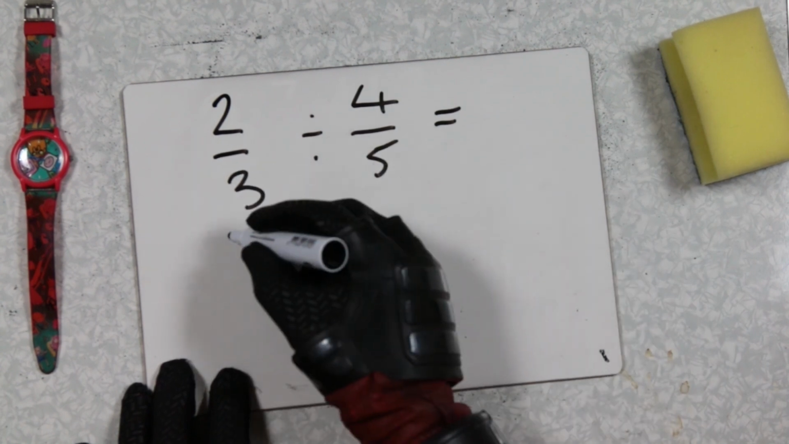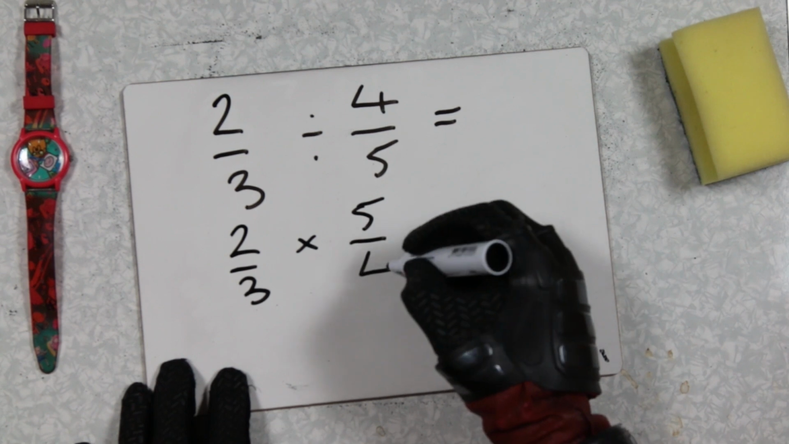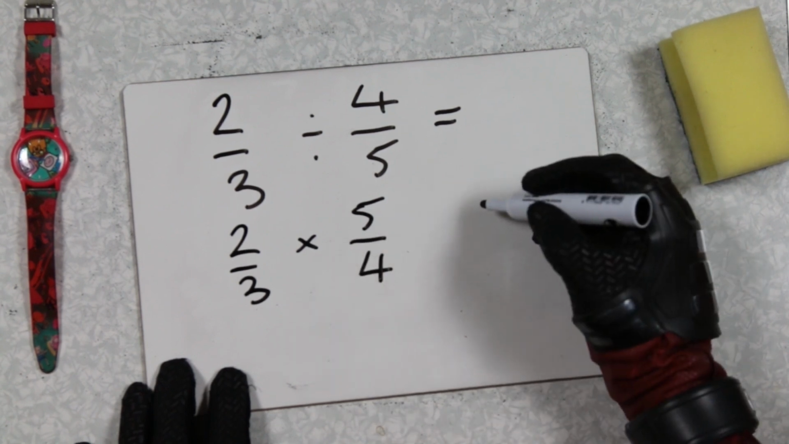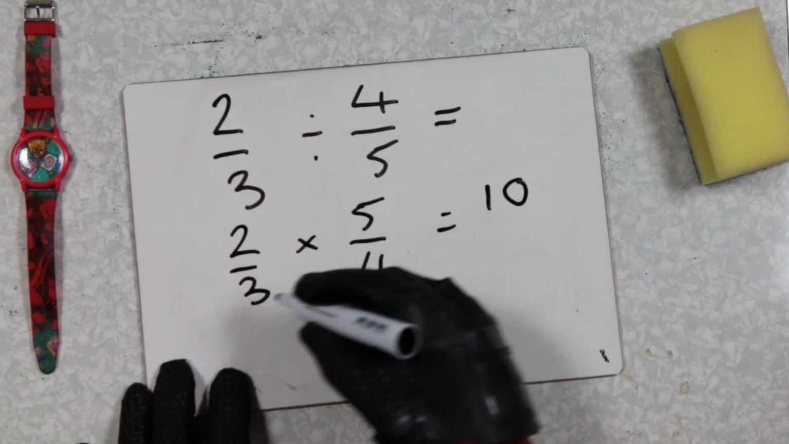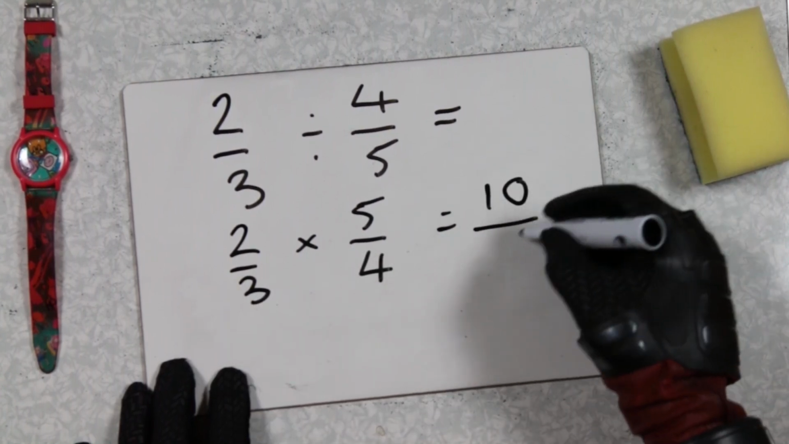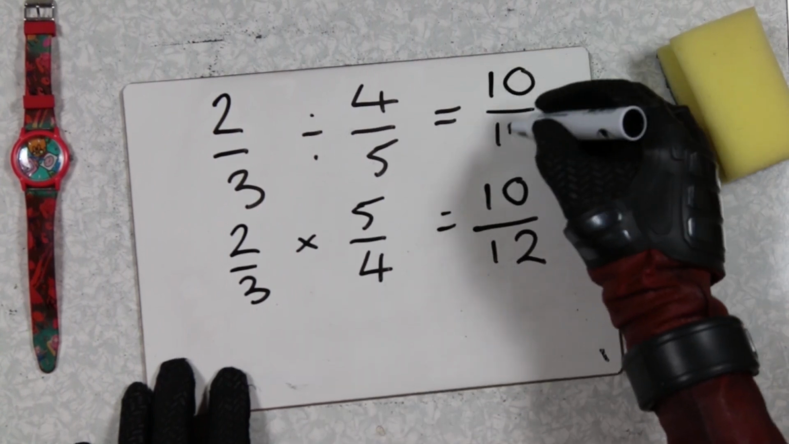So this is the same as this. So we just do it again. 2 times 5 is 10. 3 times 4 is 12. So the answer will actually be the same.